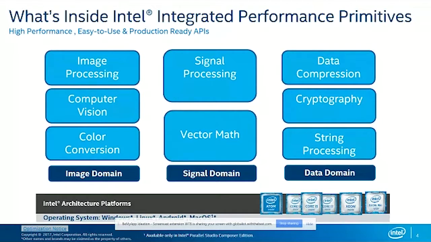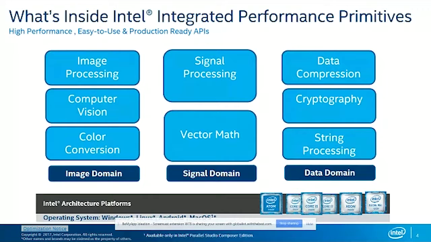Besides the image processing functions, we also have a number of computer vision functions. One of the typical usages is that you can use Intel IPP with the open source OpenCV functions. If you write computer vision code, you can use IPP to accelerate your code performance.